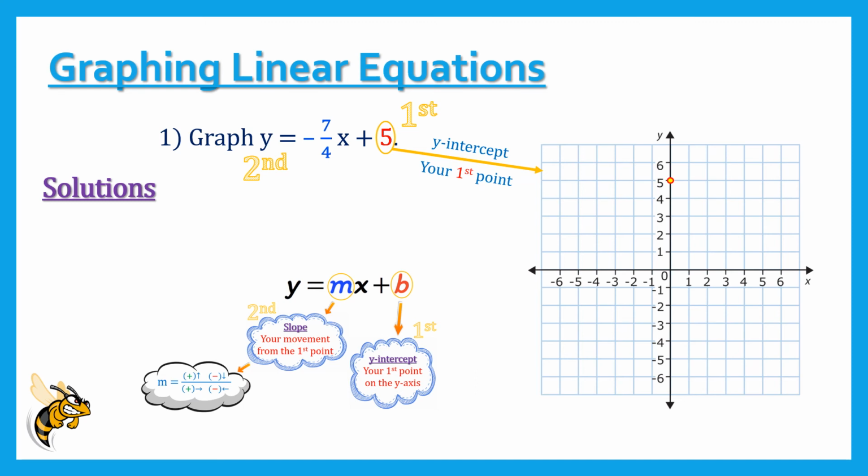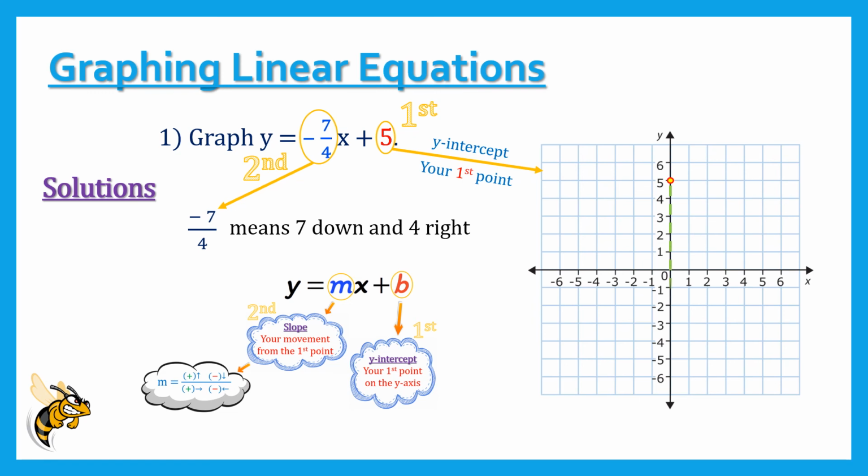Our slope is negative 7 over 4. I'm going to put my negative in the top because only one of them can be negative. And what does that mean? It's negative in the top. That means I'm going down, and it's positive in the bottom, so I'm going to the right. So it means 7 down and 4 to the right. And this will take place from your y-intercept.